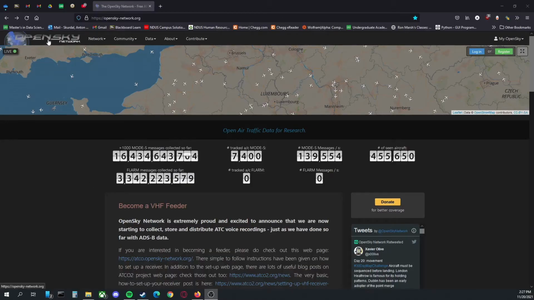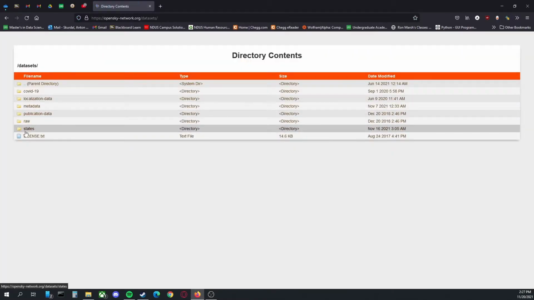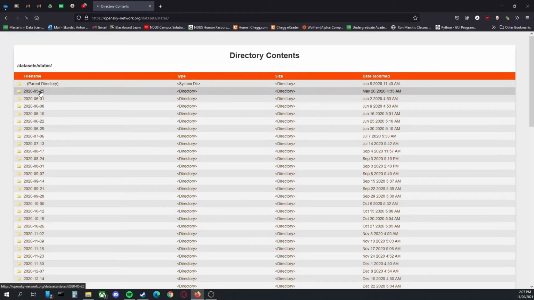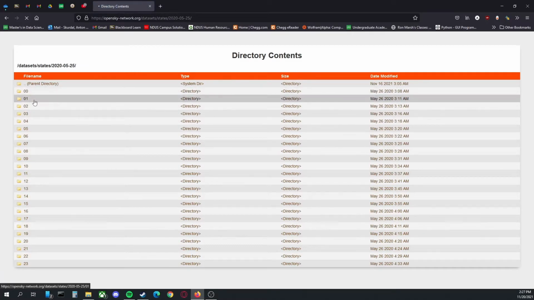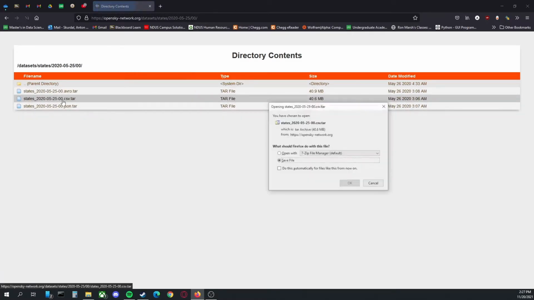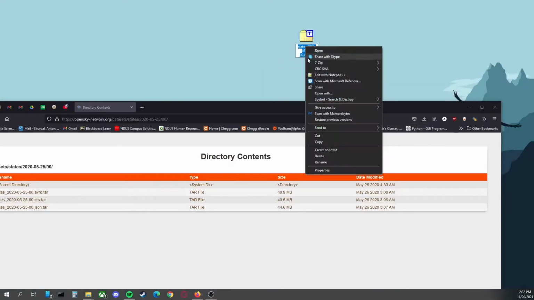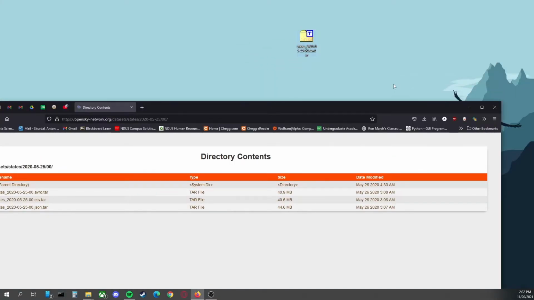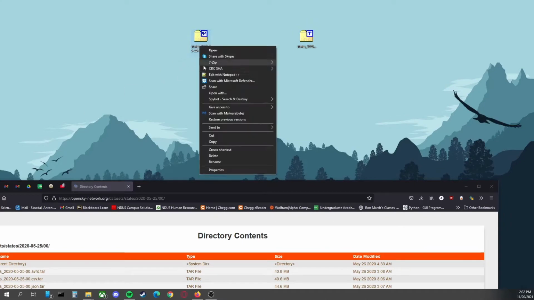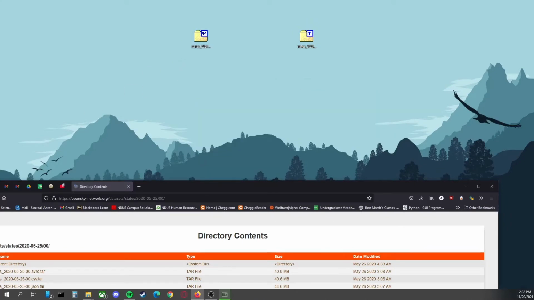For the first step, I went to the OpenSky network website, went down to data, downloads, states, and I just picked one of these and downloaded the CSV file. I just put it on the desktop and extracted it again to get the CSV.